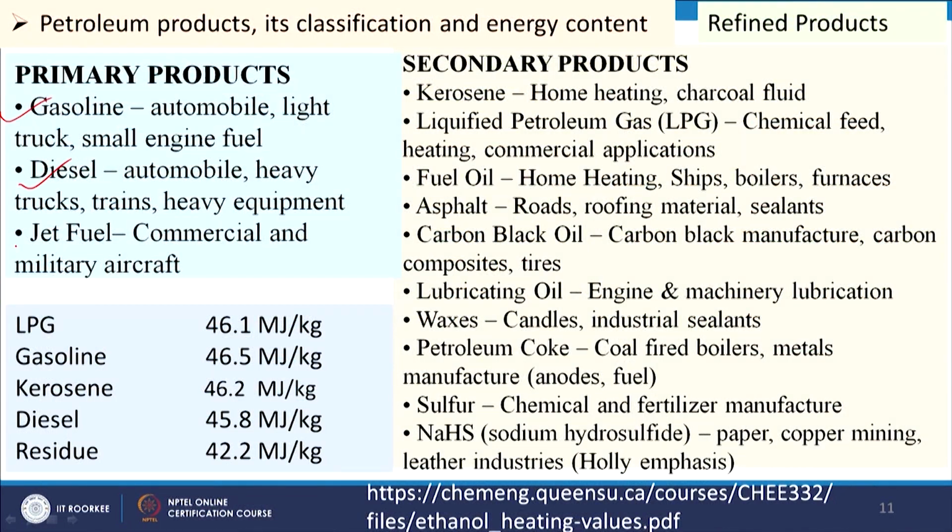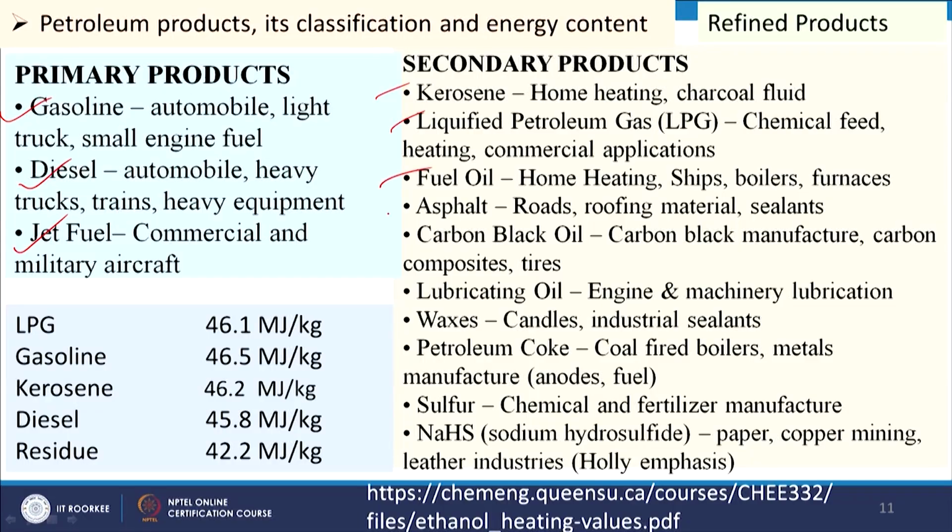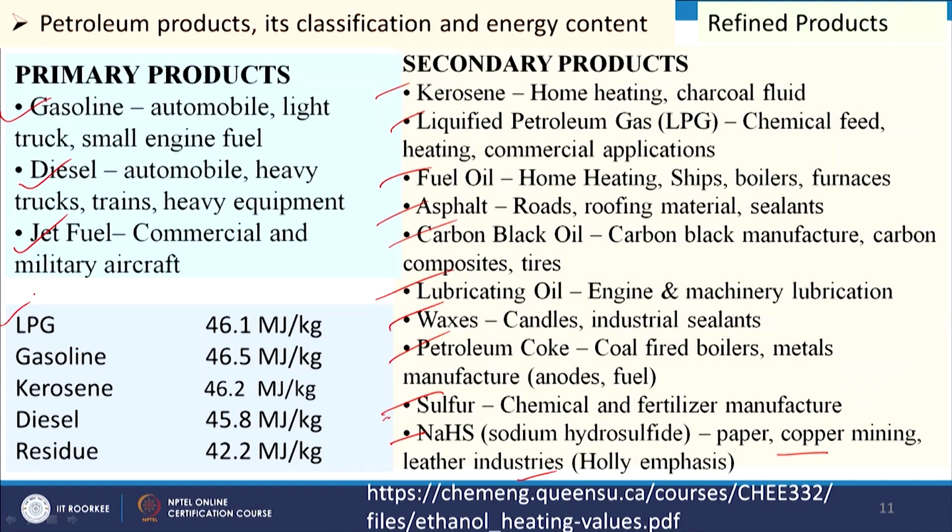Gasoline, diesel and jet fuel are the major products produced through the refining of petroleum crude and used in different types of transport. Other secondary products are kerosene, LPG, fuel oil, asphalt, carbon black, lubricating oil, waxes, petroleum coke, and sulfur, which if you can recover can be used for chemical synthesis, and NaHS, which is used in paper, copper mining and leather industries. So, these are the different refined products from a petroleum refinery, and they can be used for different applications. One way it gives us energy, the other way it gives us different types of petrochemicals.